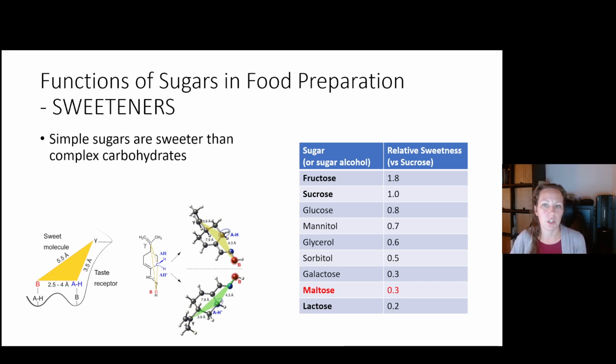I have already mentioned that fructose is sweeter than any of the other monosaccharides. So this table here is listing several different types of sugars as well as sugar alcohols and comparing their relative sweetness versus sucrose. So sucrose gets a 1 because compared to sucrose, it's a 1-to-1 ratio of sweetness. And fructose is nearly twice as sweet as sucrose.